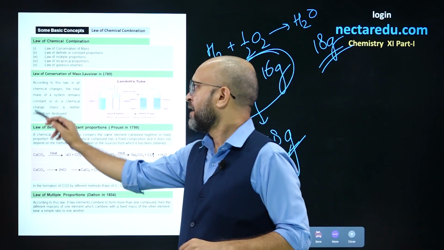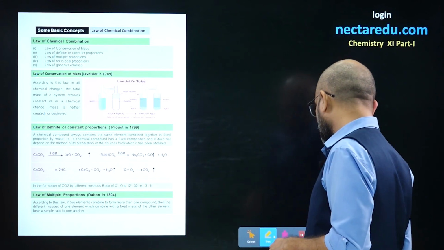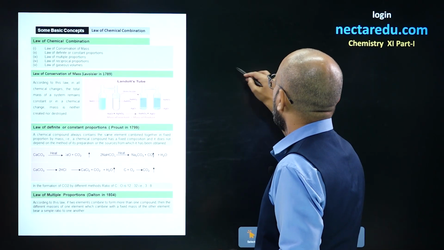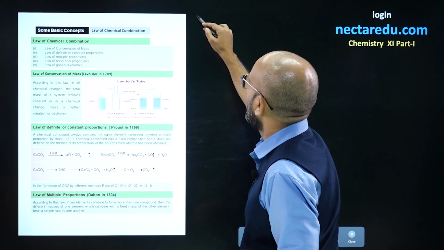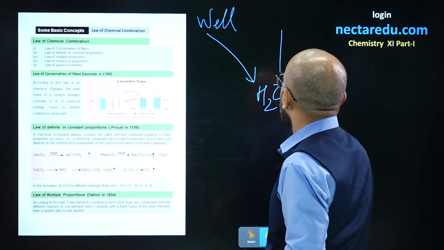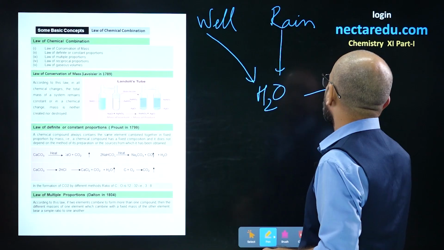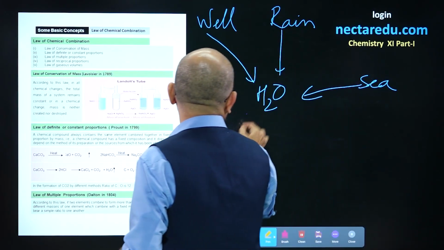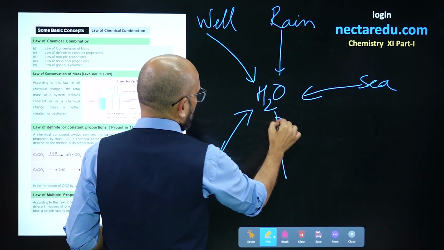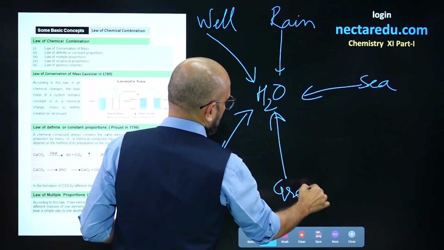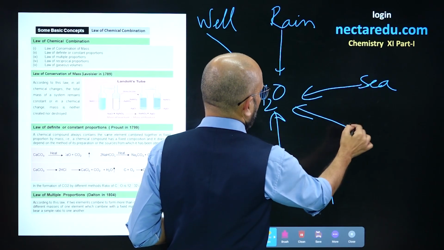The next law is the law of definite proportion. I'll take an interesting example in front of you. If I take water from different sources, let me take it from a well, rainwater, sea, a drain, groundwater, and, if you want, from a river.